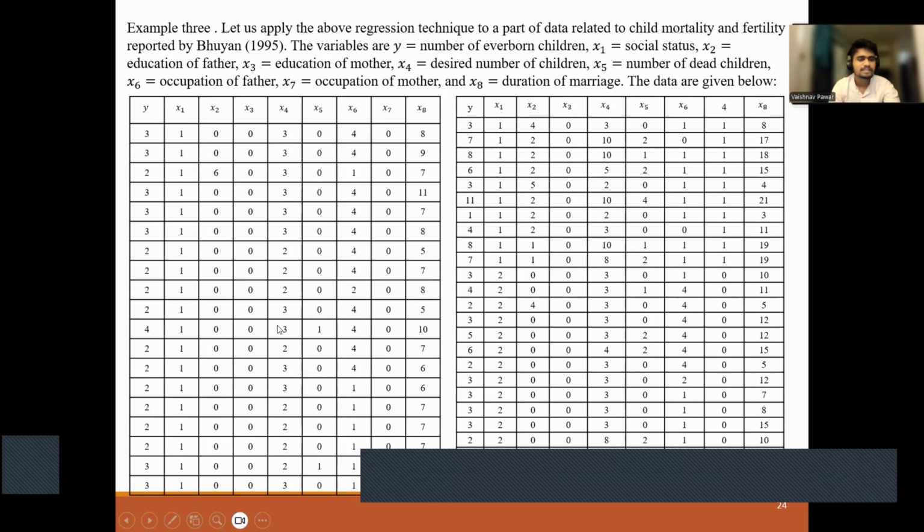Now let's go towards the example. Our example is based on child mortality and fertility reported by Booyan. The variable y, our dependent variable, is the number of ever born children. X1 is social status. X2 is education of father. X3 is education of mother. X4 is the desired number of children, X5 is number of dead children, X6 is the occupation of father, X7 is the occupation of mother, X8 is the duration of marriage, and this is the data.